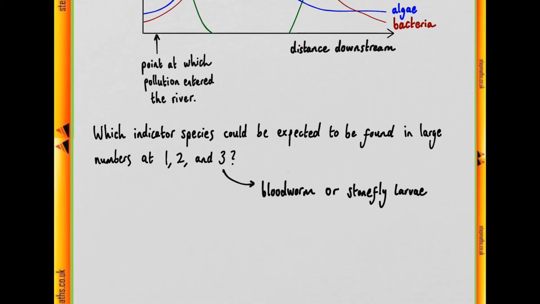And our options at the various points are bloodworm or stonefly larvae. Now we need to know the distinction between these two because these two are representative of whether or not a particular water system is polluted. So if you have a polluted river, you'll expect to find more bloodworm, whereas stonefly larvae are only found where there are no signs that pollution has affected an ecosystem. So what we need to be looking for in our graph are signs that the ecosystem has been affected in line with the effect of pollution.